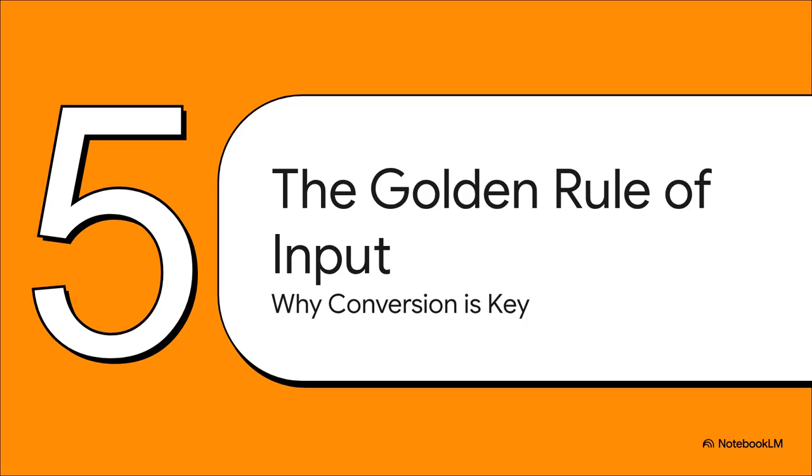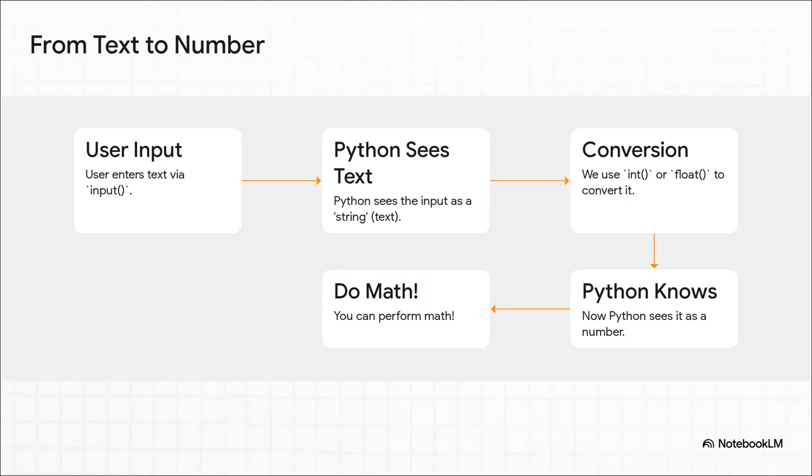Okay, we've gone through a bunch of cool operators, but not a single one of them will work if you forget this one golden rule. And it all comes down to understanding what Python is actually hearing when a user types something in. You have to burn this into your brain. Input always, and I mean always, gives you a string. That's just text. Even if the user types the number 50, Python just sees the character 5 and the character 0 next to each other. It has no idea it's a number you can do math on. That's why this conversion step is completely non-negotiable. You have to use int for whole numbers or float for decimals to turn that text into a real number Python can actually calculate with.